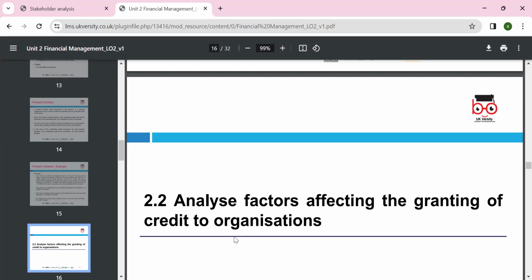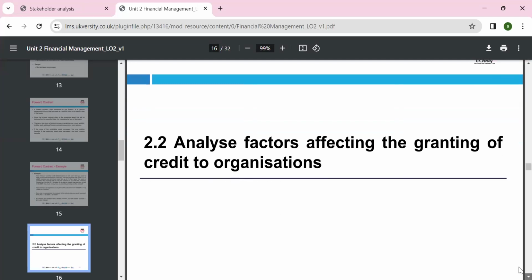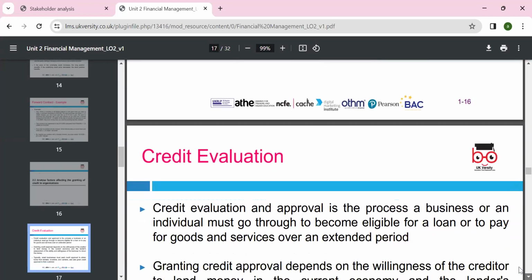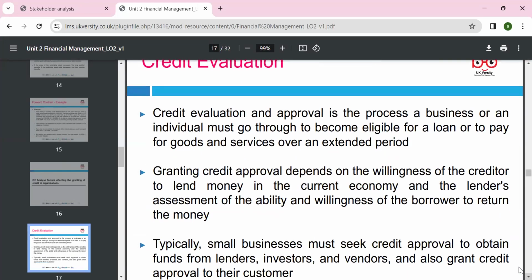Okay. Let's move to the next topic, the factors affecting the granting of credit. Of course, there are a number of factors we can look at in the credit evaluation and approval process. We normally teach this in the credit management subject.